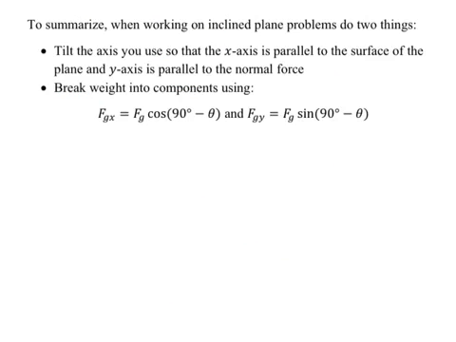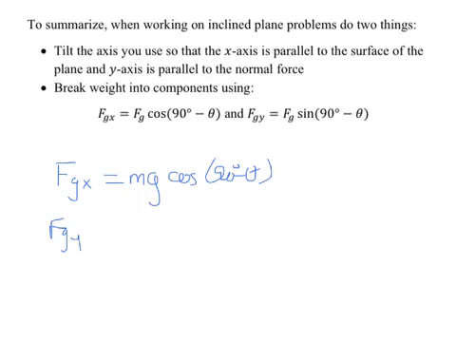So again, to summarize, when working on inclined plane problems, do two things. First, tilt the axis so that the x-axis is parallel to the surface of the plane and the y-axis is parallel to the normal force coming out of the plane. And break weight into its components using the following rules. FGX is FG cos(90 minus theta), and FGY is FG sin(90 minus theta). And remember that FG is really mg. So FGX is going to end up being mg cos(90 minus theta), and FGY is going to end up being mg sin(90 degrees minus theta).